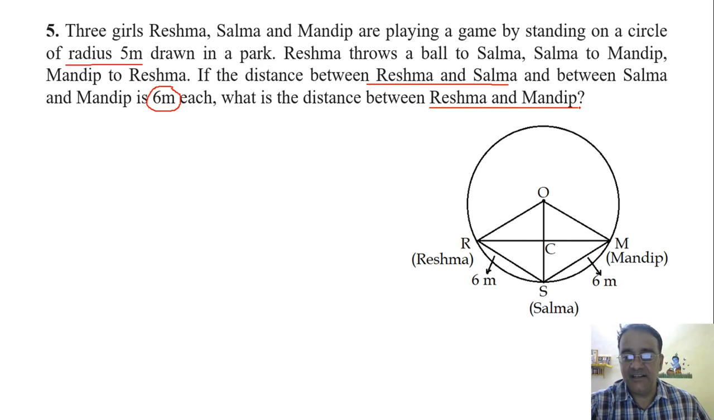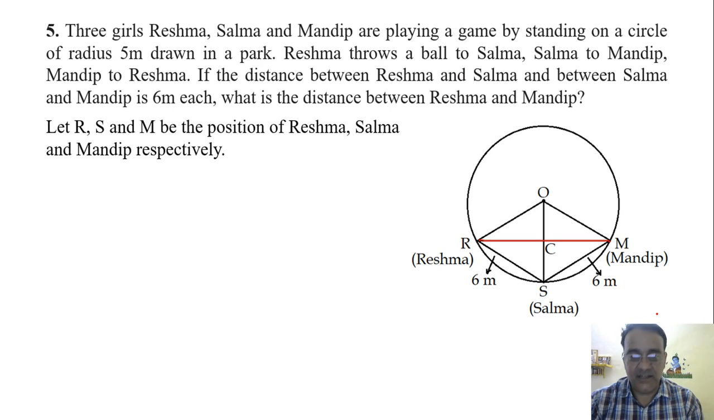So this is the diagram. R is the position of Reshma, S is the position of Salma, M is the position of Mandeep. And the distance between R, S, that is Reshma and Salma, and Mandeep and Salma, is given as 6 meter. So whether the diagram is clear? Yes, sir. And we need to find the distance between Reshma and Mandeep, that is RM, we have to find. So we'll start with the solution. Let R, S, M be the position of Reshma, Salma and Mandeep respectively.